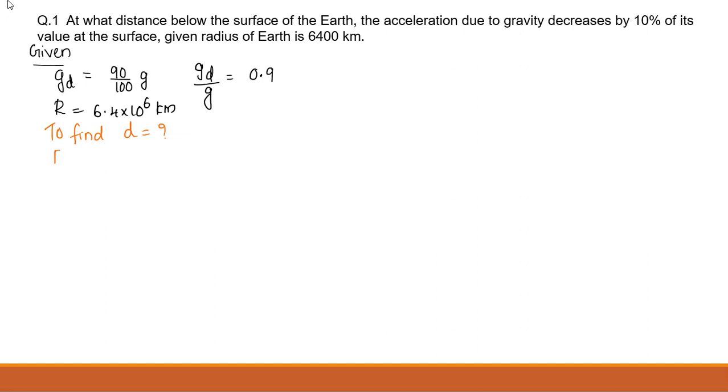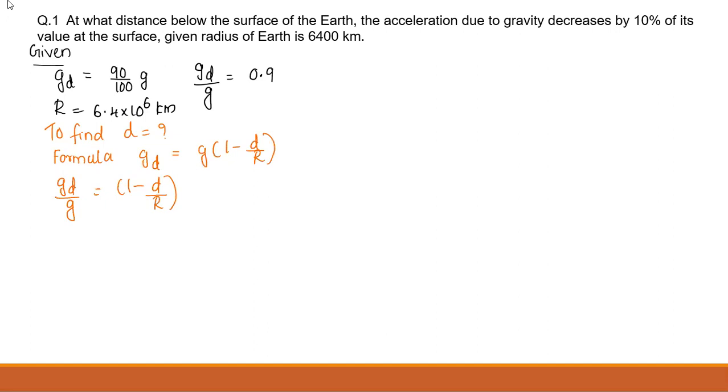Okay, we know that the formula for acceleration due to gravity at a distance d below the Earth's surface is given by gd is equal to g into 1 minus d upon R. On cross multiplying, we will get gd upon g is equal to 1 minus d upon R. On substituting the values, we will get the solution.